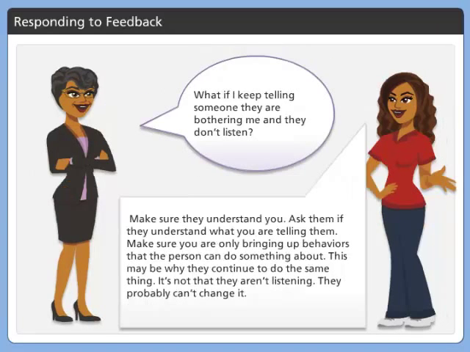What if I keep telling someone they are bothering me and they don't listen? Make sure they understand you. Ask them if they understand what you are telling them. Make sure you are only bringing up behaviors that the person can do something about. This may be why they continue to do the same thing. It's not that they aren't listening. They probably can't change it.